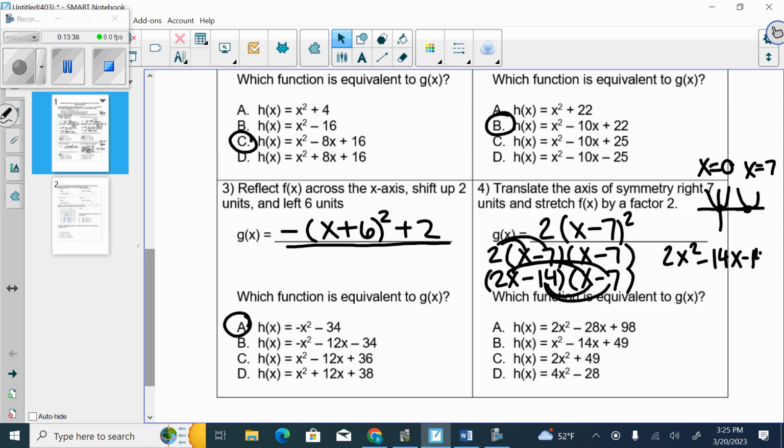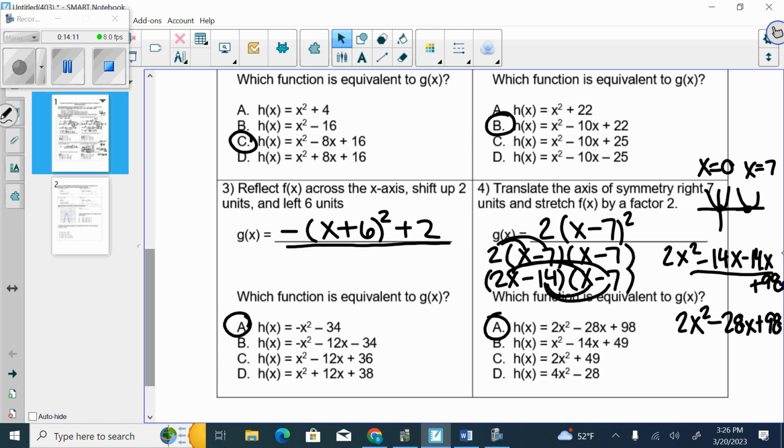Just kind of ran out of room there, didn't I? 14x plus 98. All right, and then those 2 are like terms, right? So I would have 2x squared minus, what's negative 14 minus 14? Very good. And then we still have our plus 98. So that would match A, right? Okay.